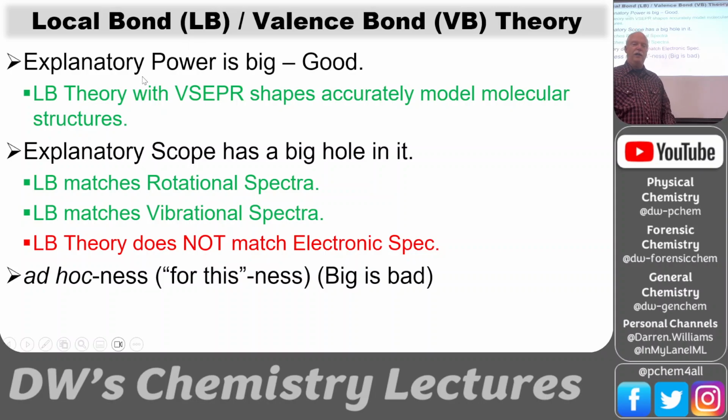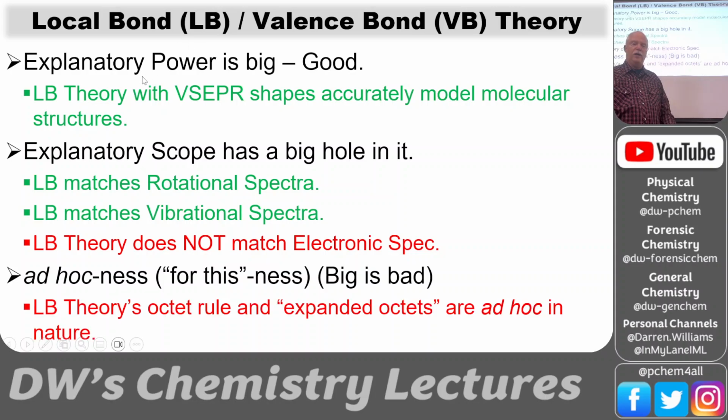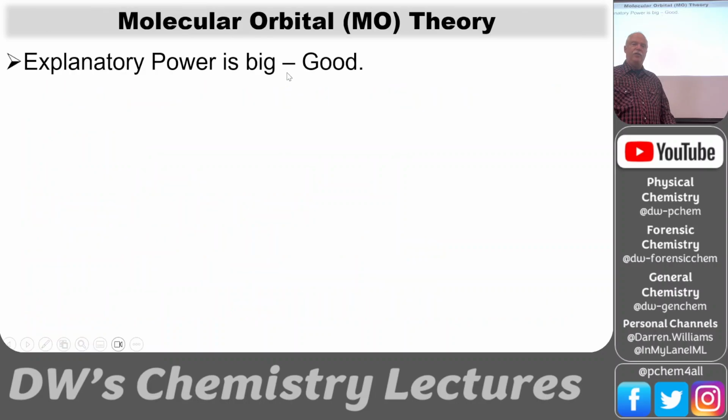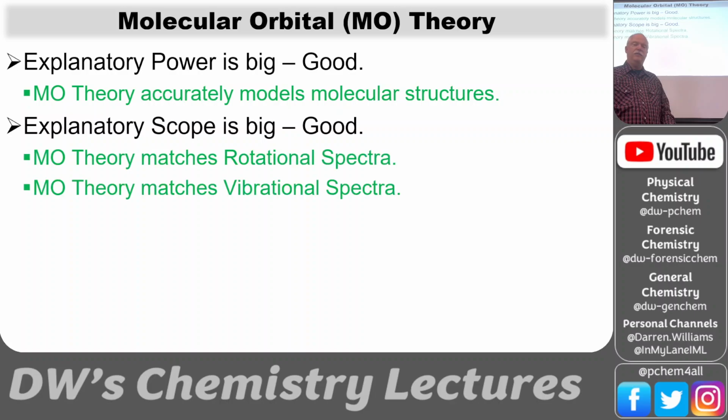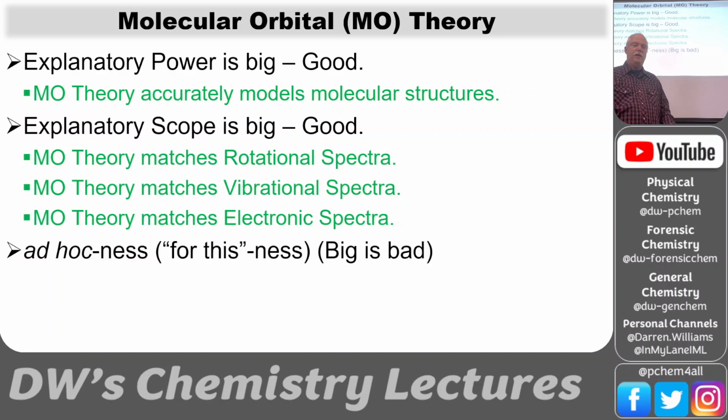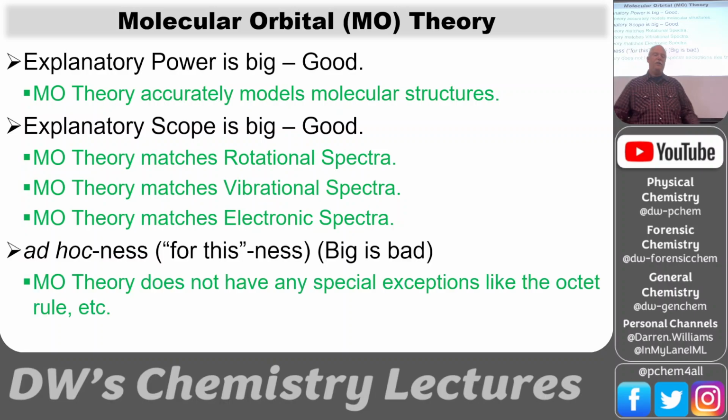And so then ad hocness is bad. The local bond theory has this octet rule stuff. So then molecular orbital theory, it's good. It predicts molecular structures too. It matches rotational, vibrational, and electronic spectroscopy. Okay. And as far as I have come across, there are no special cases for MO theory.